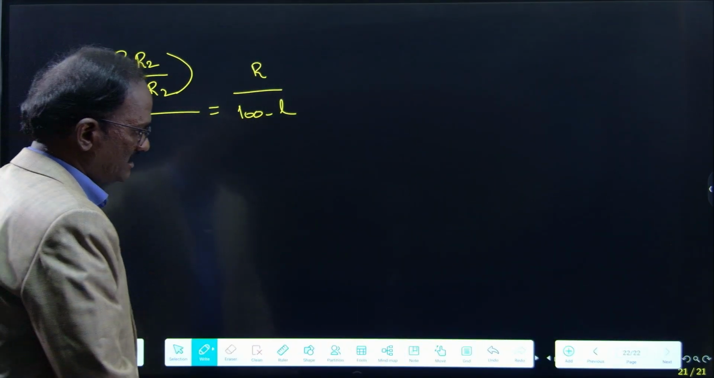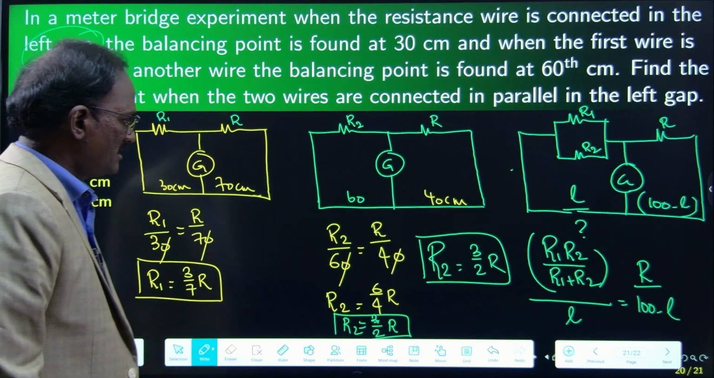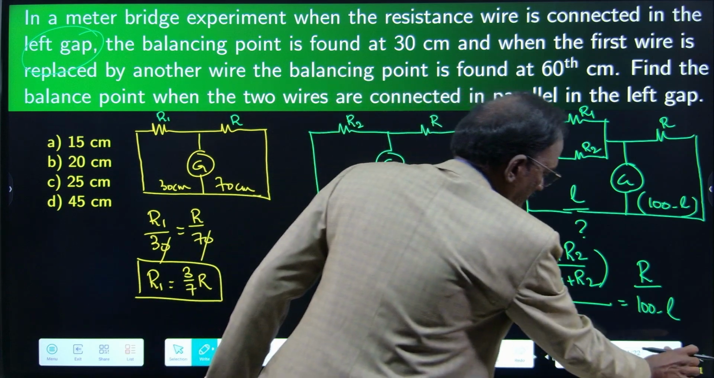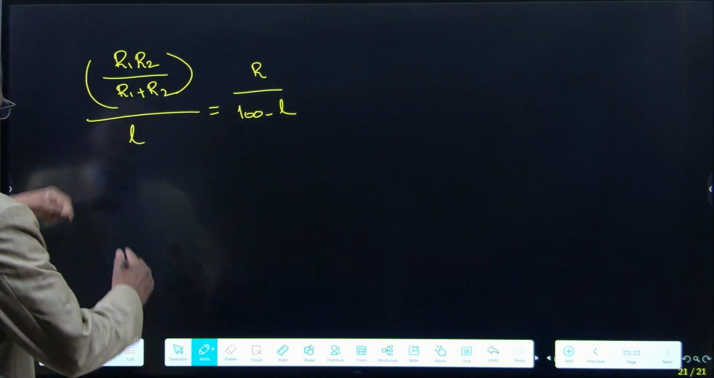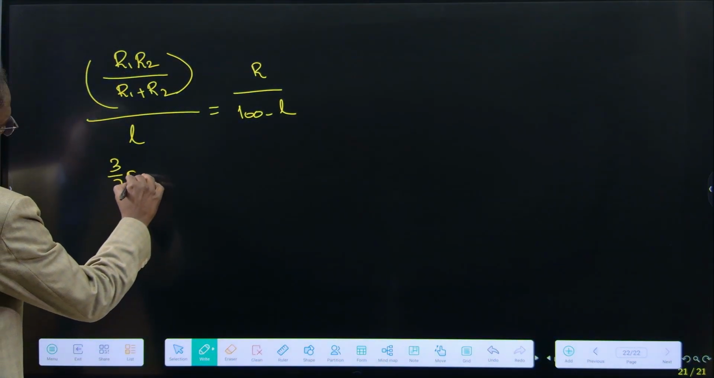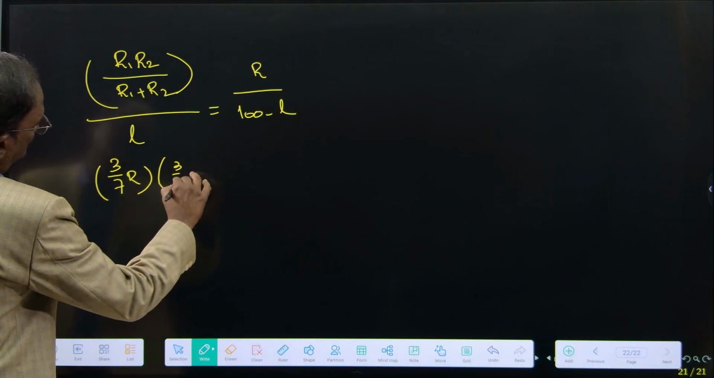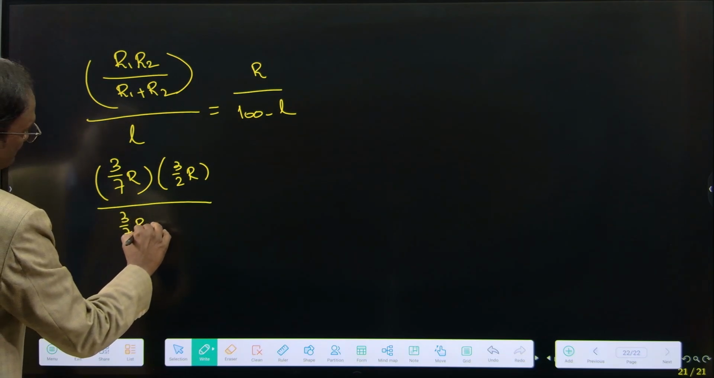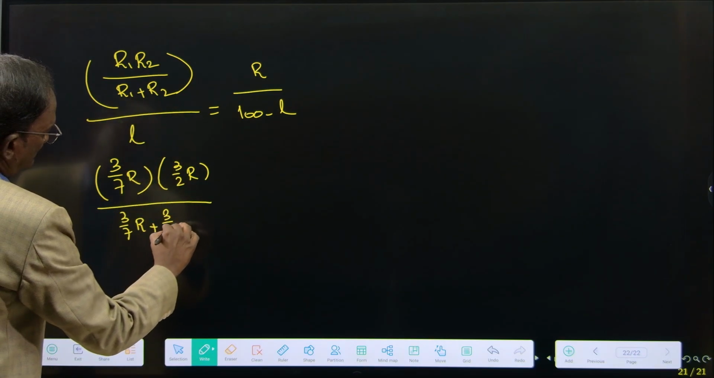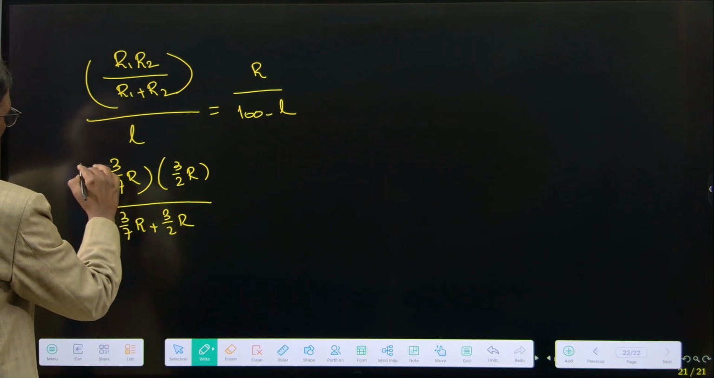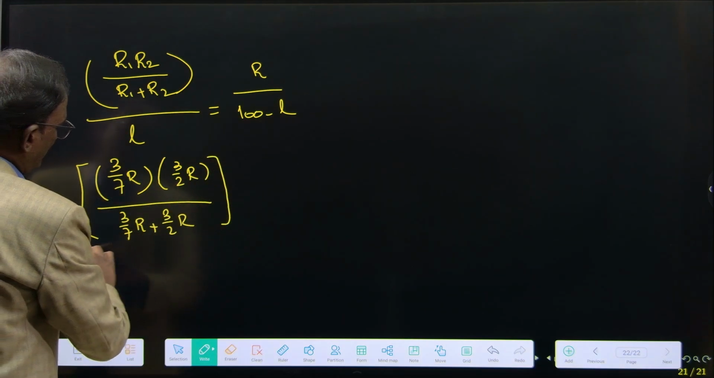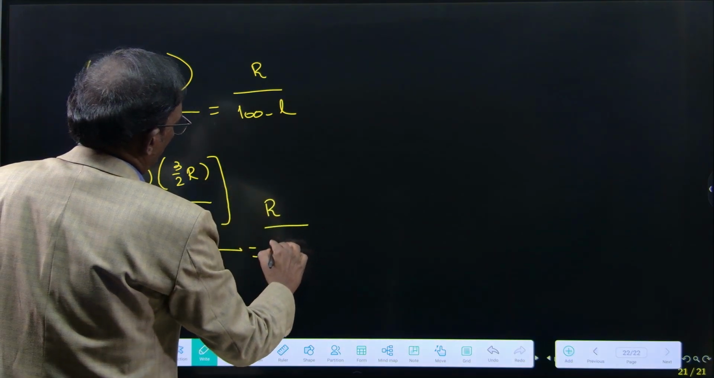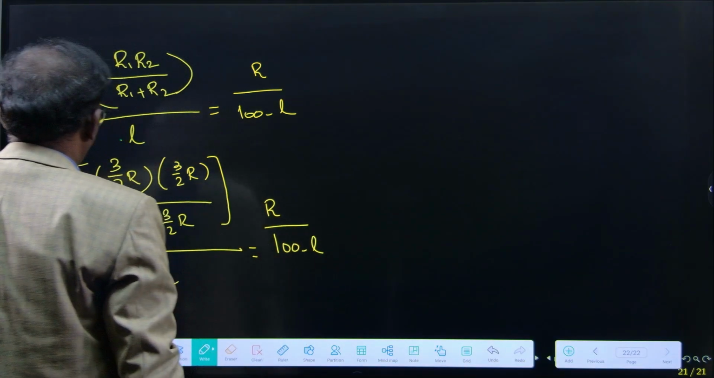Then the R1 and R2 values were found separately in the previous two cases: R1 is 3 by 7 R, R2 is 3 by 2 R. So 3 by 7 R into 3 by 2 R, divided by 3 by 7 R plus 3 by 2 R, divided by L is equal to R by 100 minus L.